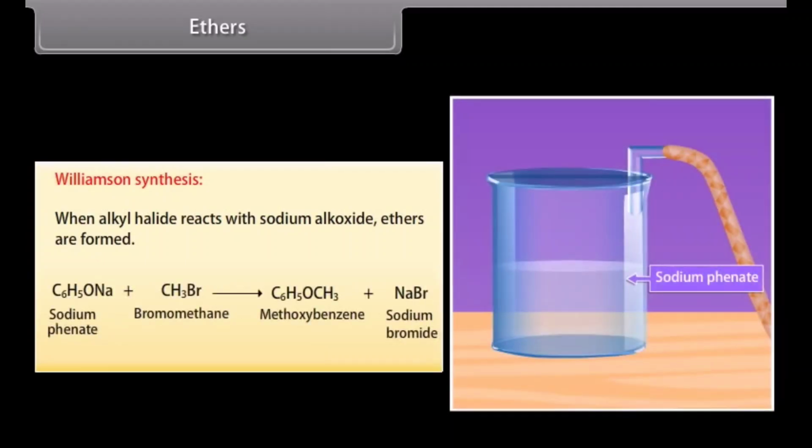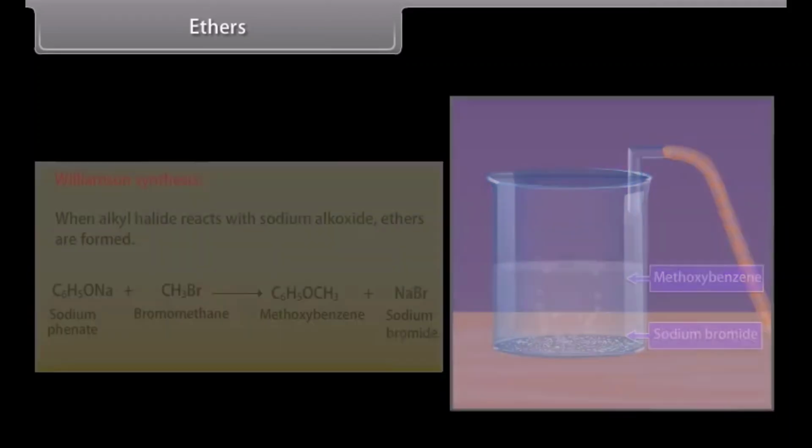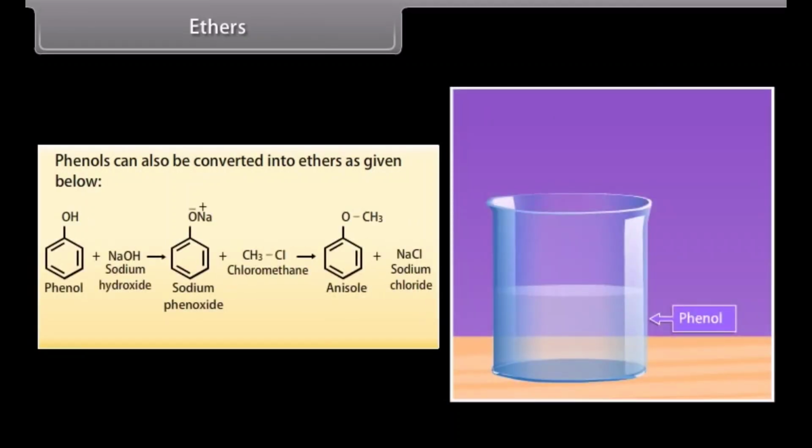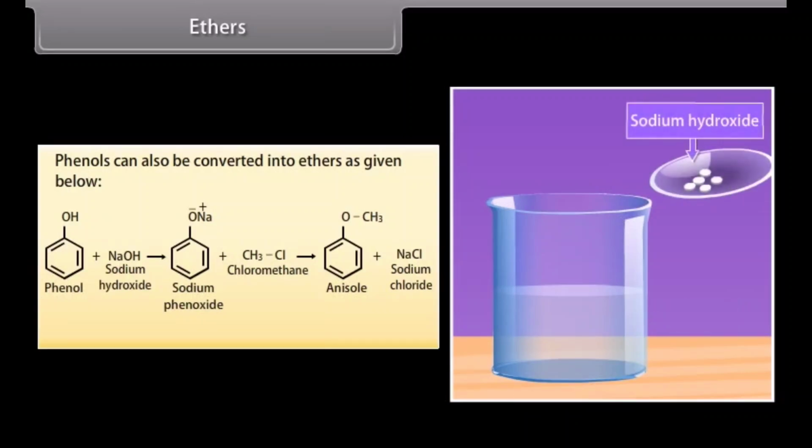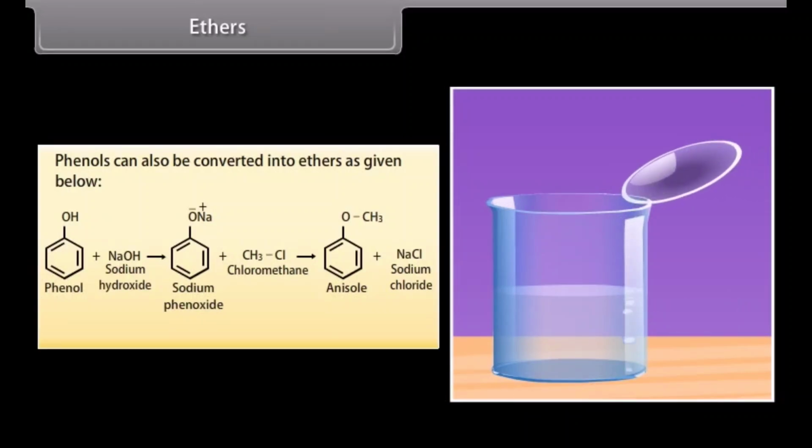Williamson synthesis. When alkyl halide reacts with sodium alkoxide, ethers are formed. Bromomethane is mixed with sodium phenate and it gives methoxybenzene and sodium bromide. Phenols can also be converted into ethers as given below. On mixing sodium hydroxide with phenol, it forms sodium phenoxide. Then, on adding chloromethane, it forms anisole and sodium chloride.